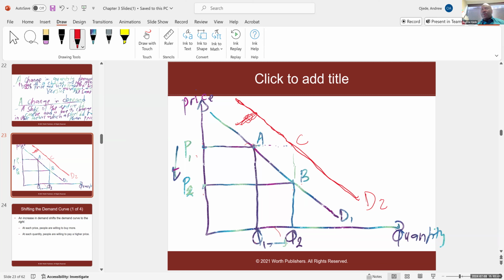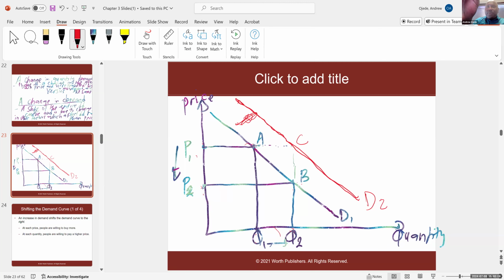You don't invoke the word quantity anymore. And again, when we move from point B to point A, let's say that's due to an increase in price, consumers are going to buy less. So that is what we call a decrease in quantity demanded.